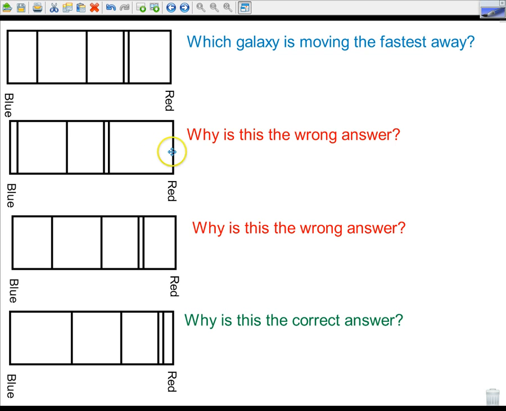So why is this one the wrong answer? Well, first off, it's blue shifted.